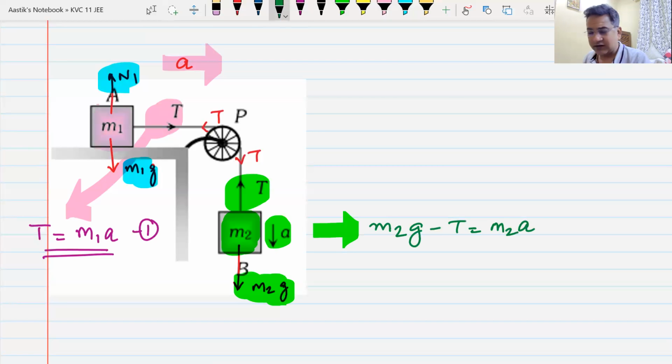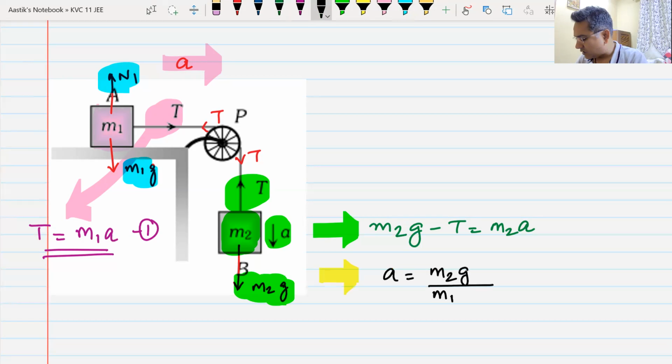How are you going to solve this? Simple method. Add the two equations, and you will get the value of A. So what is the value of A that you are going to get? You are going to get the value of A as M2G upon M1 plus M2. Actually, you did not need to do all of this. If you had applied some common sense, you could have written this answer straight away.